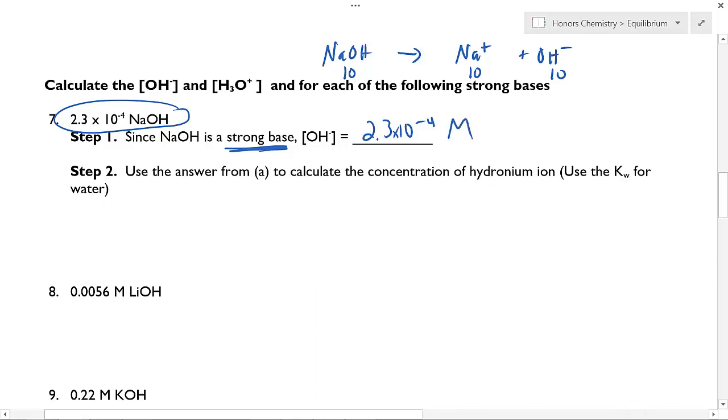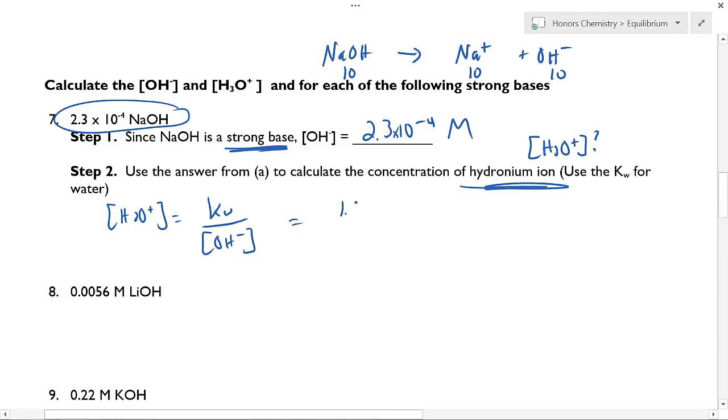moles per liter. So using that idea and using the Kw for water, we're going to go back and figure out what is my H plus. What is my H3O plus? And so using that expression, we can rearrange it a little bit. We're going to get that H3O plus is equal to Kw divided by my OH minus. And that's just rearranging that equilibrium to solve just for H3O plus.